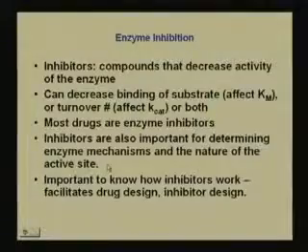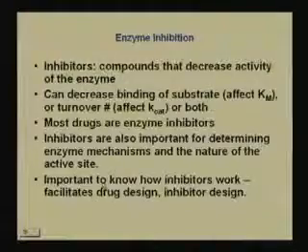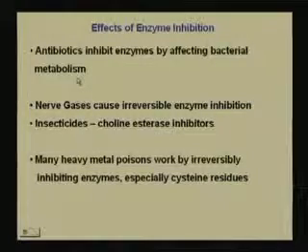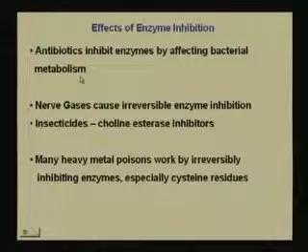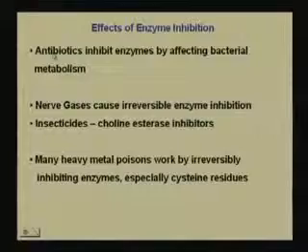So, inhibitors are also used to determine enzyme mechanisms and also the nature of the active site. Okay? And of course, it is extremely important to know how these inhibitors work, because this can facilitate drug design and inhibitor design. Okay? For example, what are the effects of enzyme inhibition? The antibiotics inhibit the enzymes by affecting bacterial metabolism. Okay? So, they act on bacterial enzymes, and so you need to have inhibition of those enzymes so they do not form infection for you.